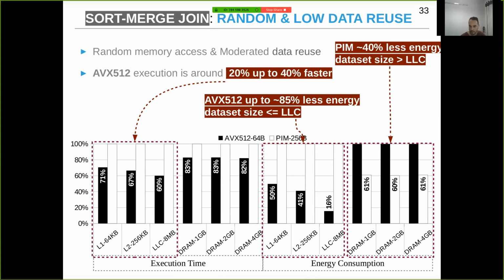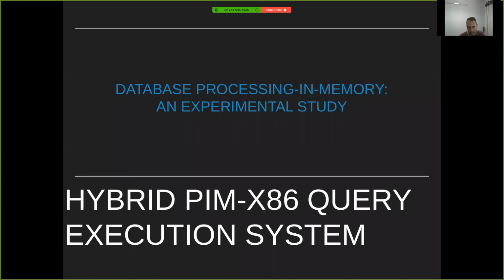And these graphics here, and the others with the aggregation and the hash join algorithm, show that the decision to execute the operations in CPU or in PIM is not trivial. We need to analyze other variables, for example, the cache settings, the dataset size, and the target performance metric to decide where to execute the operators. So this led us to think about a hybrid queue execution system to interleave the execution of the operators between the processing-in-memory and the CPU.